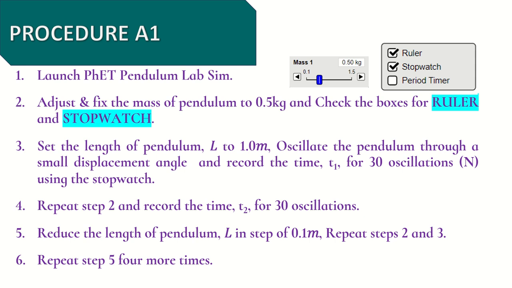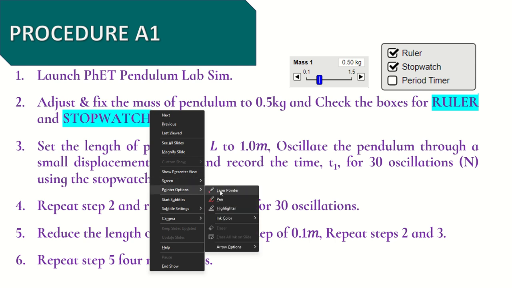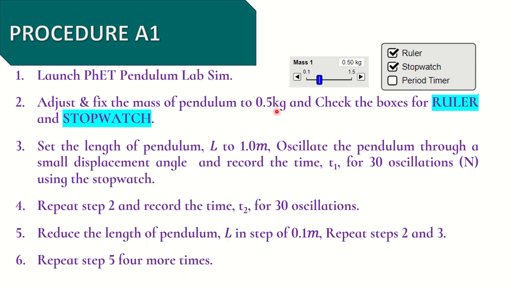Then number two, adjust and fix the mass of the pendulum to 0.5 kilogram and check the boxes for ruler and stopwatch. If this has been done earlier, there's no problem. So this is the mass, adjust it to 0.5 kilogram and fix it there for this phase of experiment A1. Ruler and stopwatch are needed and also activated.